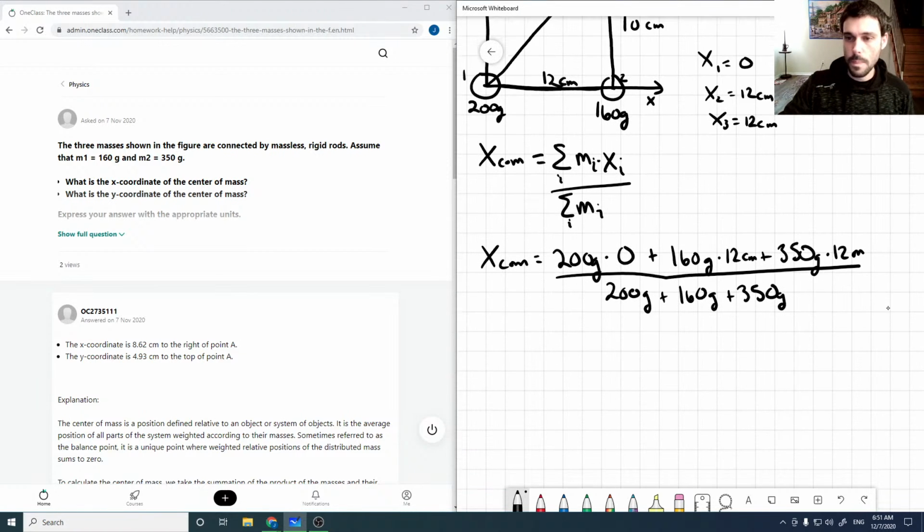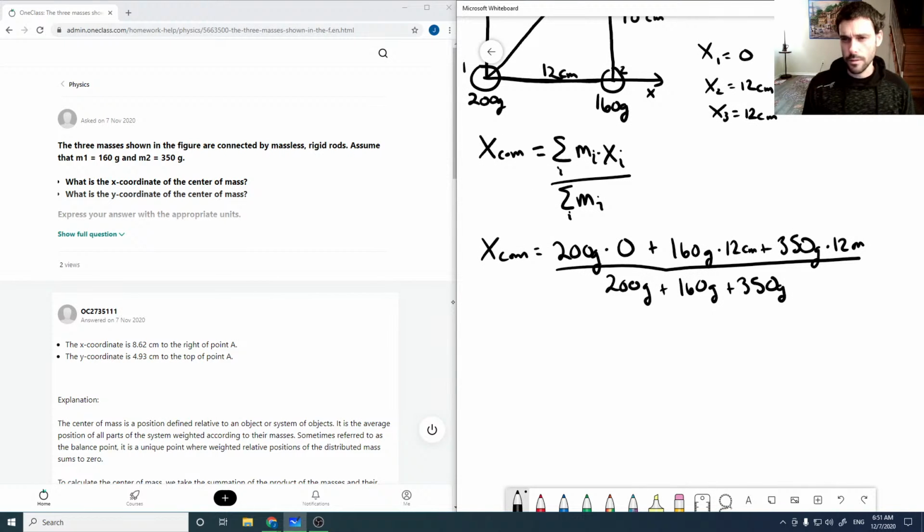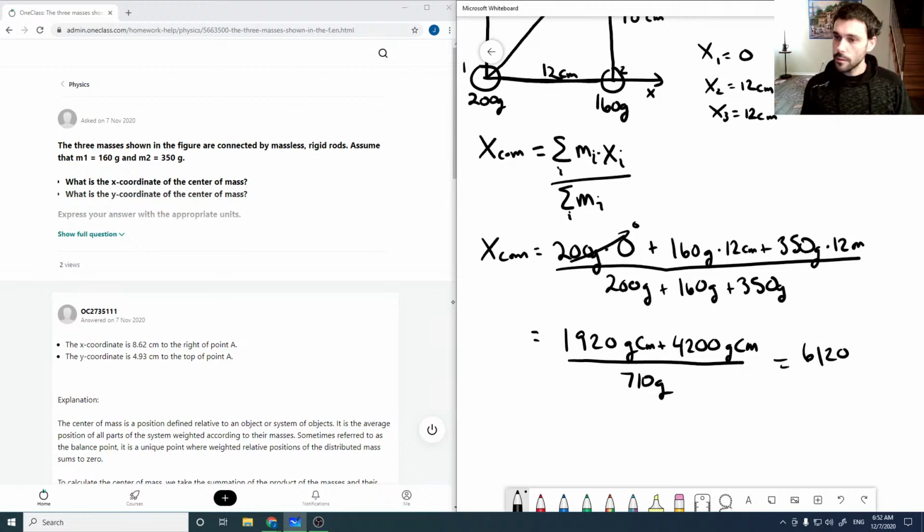So continue. This is just 0, and so this is 1920 gram centimeters plus 4200, all divided by 710 grams, which is 6120 over 710 grams. Grams are going to cancel, and so our x center of mass is just 8.62 centimeters.